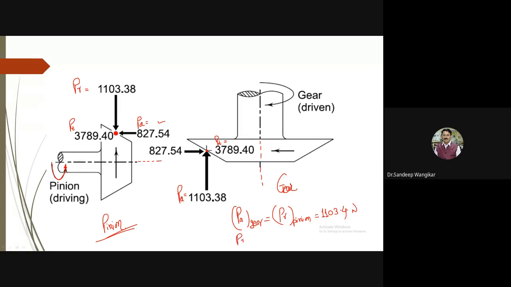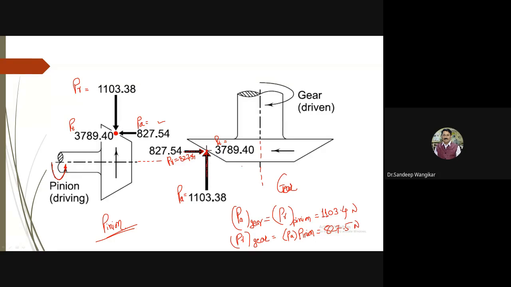And PR for gear is equal to PA for pinion, which is equal to 827.5. We have discussed this in force analysis. The radial component of the gear is equal to the axial component of the pinion, and the axial component of the gear is equal to the radial component of the pinion. Therefore, this component 827, I will call it PR, is equal to 827.54. This is your PR component, and this is your PA component.